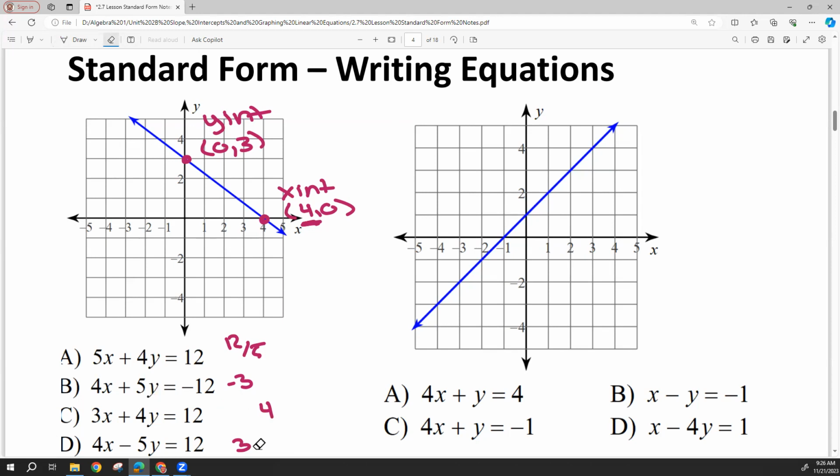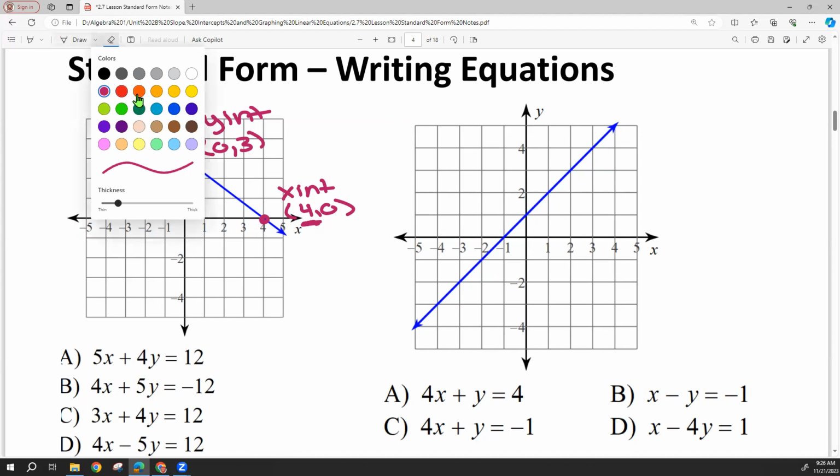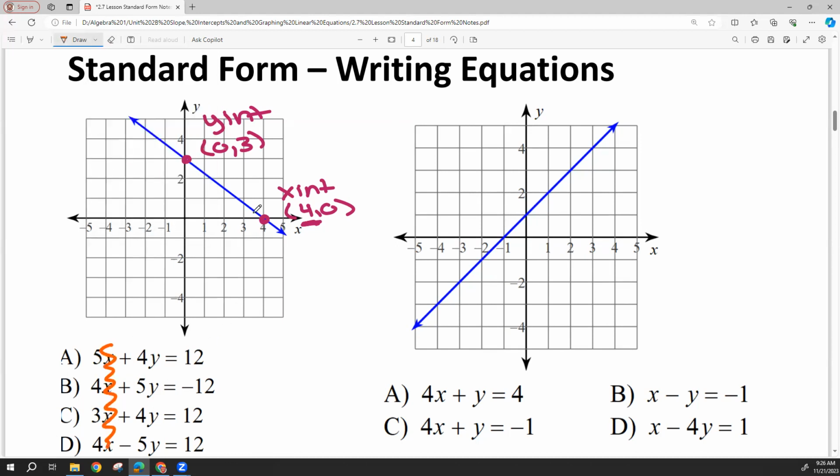We also want to make sure that we get our y-intercept. To find our y-intercept, we cross out the x. So we want to know which one, when we solve, is going to give us y equals 3. 12 divided by 4 is 3. -12 divided by 5, that's a fraction. 12 divided by 4 is 3. 12 divided by 5, again, a fraction. So A and C work for the y-intercept. They give us a y value of 3, but C was the only one that gave us an x value of 4. So this is the equation of this line in standard form.